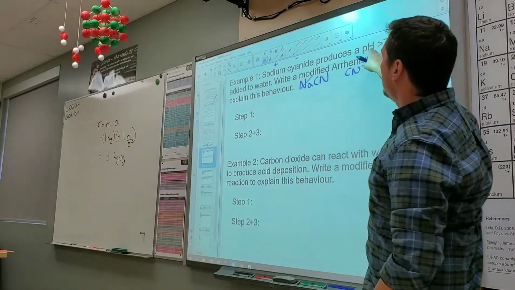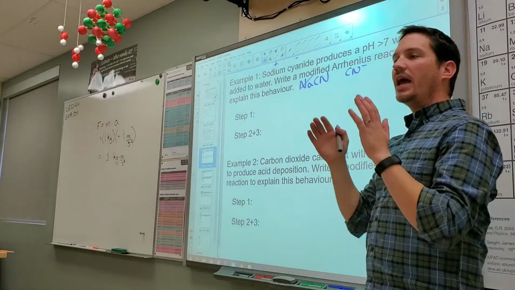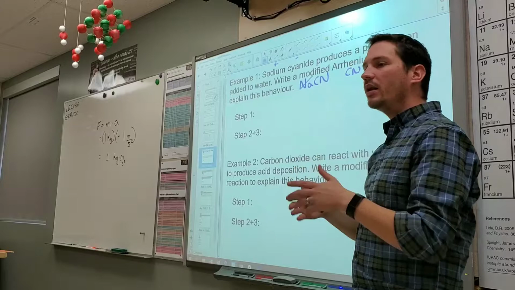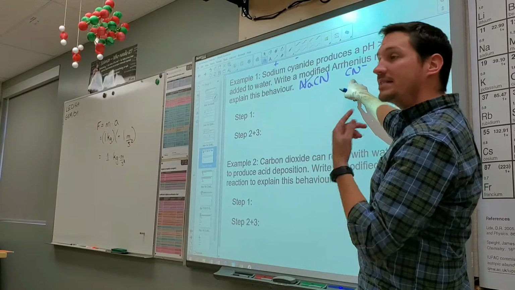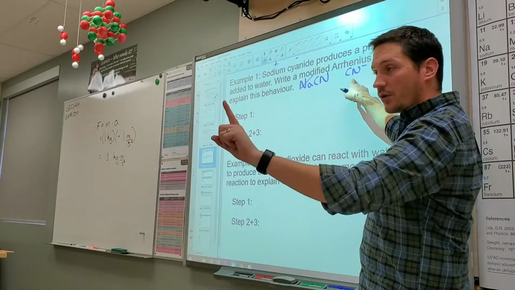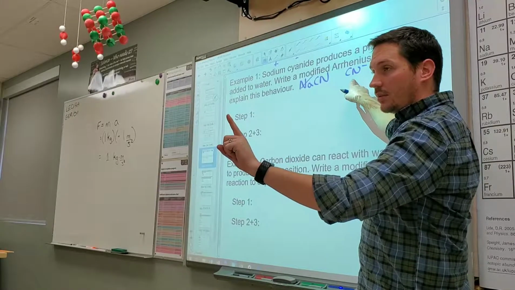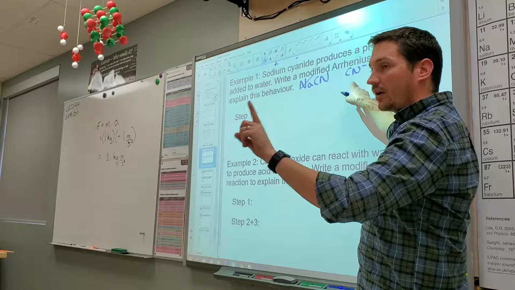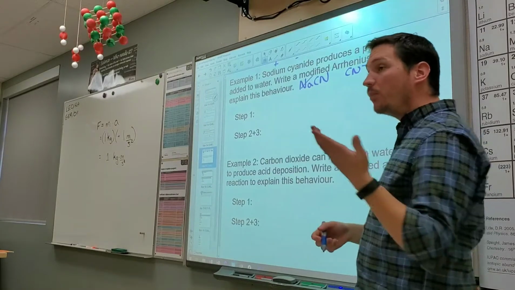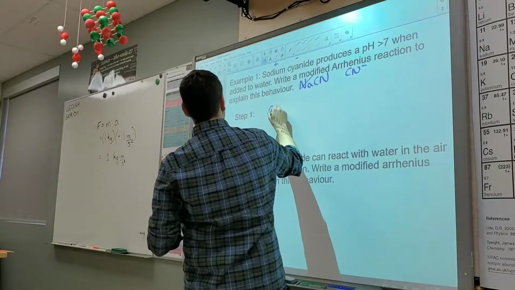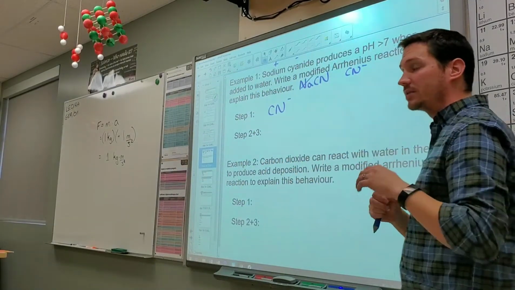Sodium cyanide produces a pH of greater than 7. So what does that mean to you? It's basic. And if something is basic, what is always in a basic solution? Hydroxide. So when I put this into water, what should your first product of this chemical reaction be? Hydroxide. Because when you put this thing into water, it produces hydroxide. That's the reason why it's basic. So step 1 is we only care about cyanide.